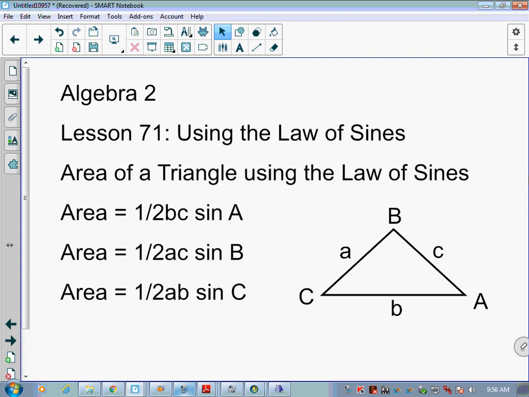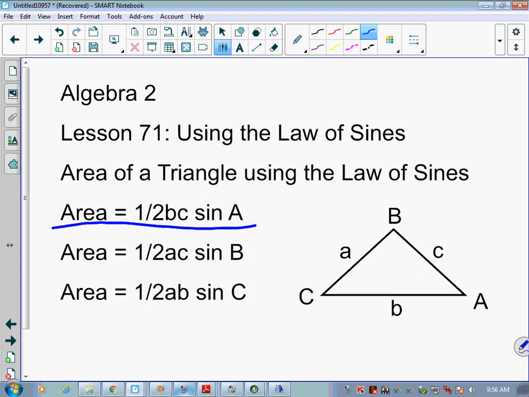Granted, our triangle won't always necessarily be shaped like this, but if we're looking at this part right here, B and C are the side lengths. If I have side lengths B and C, and I know what angle A is, then I can find the area of this triangle. I take the length of B times the length of C, divide that by 2, and multiply it by the sine of angle A. We're going to look at examples of how to do this later on.